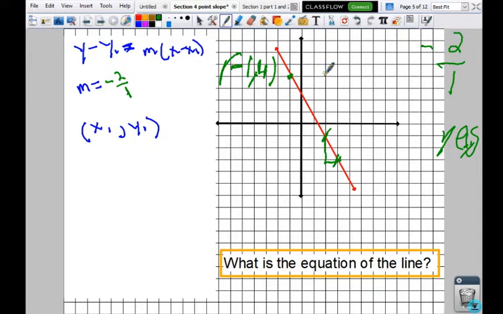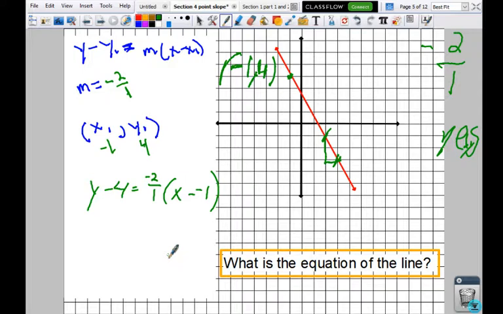Alright, so based off of what we've done, the equation we get is y minus 4 equals negative 2 over 1 times x minus negative 1. Now, you guys will have gotten different answers because people picked different points.